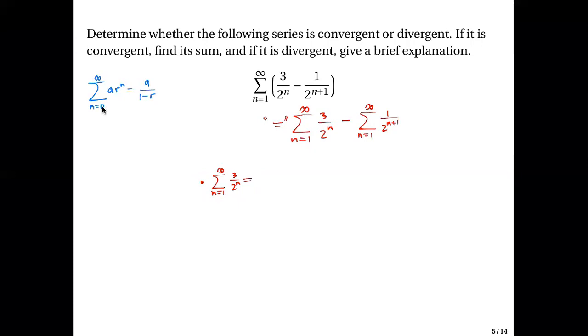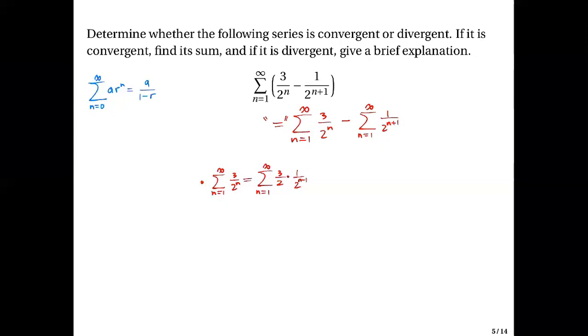So we need to adjust. The index must start at 0, or the power of your common ratio must start at 0. But this guy here, the power of that common ratio starts at 1. So we have to rewrite this series as the sum from n equals 1 up to plus infinity of 3 over 2 times 1 over 2 to the n minus 1. Okay?